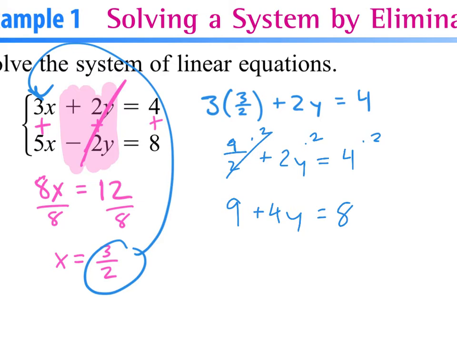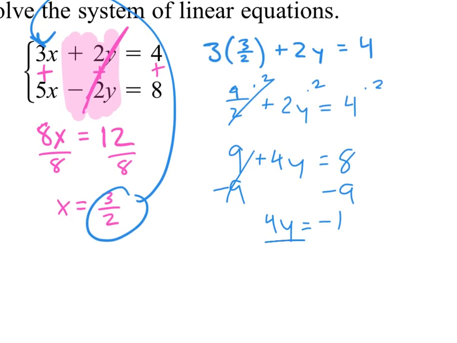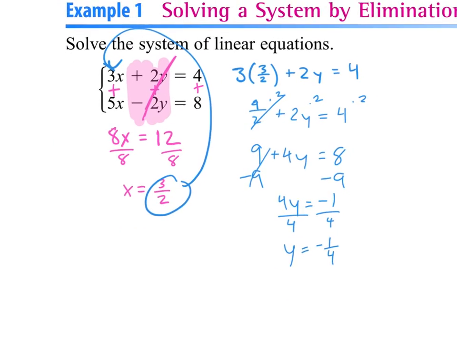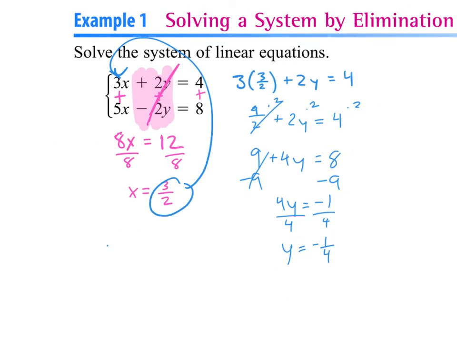What can we do next? Subtract 9. So we have 4y is equal to, what is 8 minus 9? Negative 1. What should we do next? Divide both sides by 4. What do we get for y? y is equal to negative 1/4. Now, just like we did in solving systems of equations with substitution, we have to write our answer as a coordinate pair. So this would be 3 halves, comma, negative 1/4. So always list your x first, then your y.